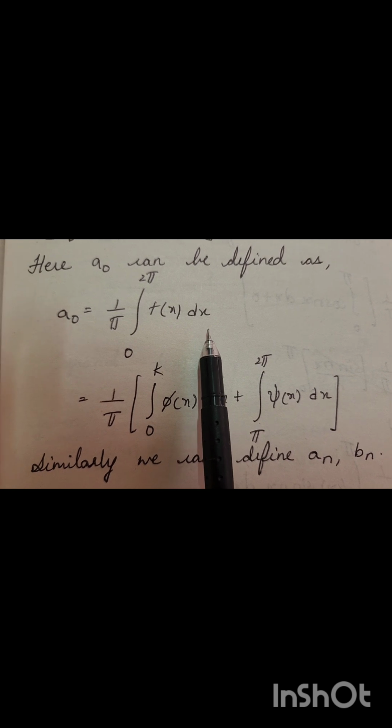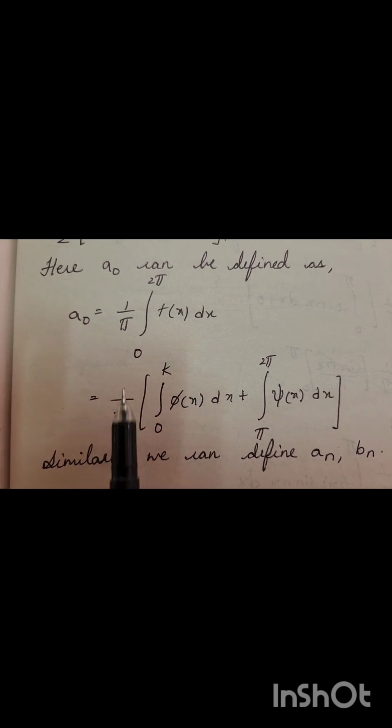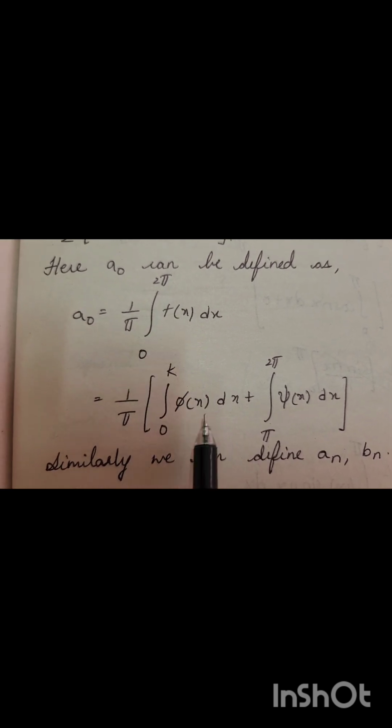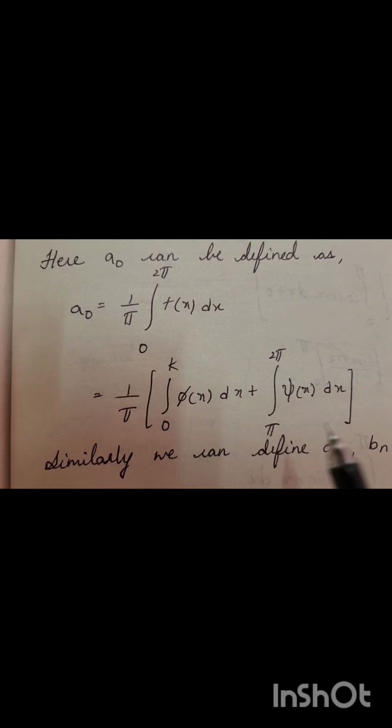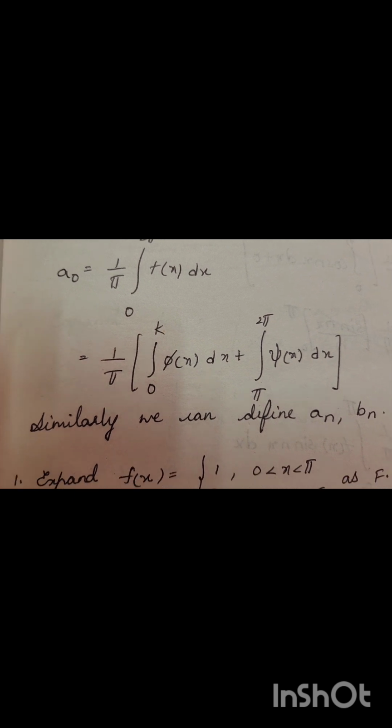So our a naught value is like this. a naught is 1 by pi integral 0 to 2 pi f of x dx. This is 1 by pi, and 0 to 2 pi can be split into two intervals: 0 to k phi of x plus k to 2 pi psi of x dx. Likewise, we will find an and bn values also.